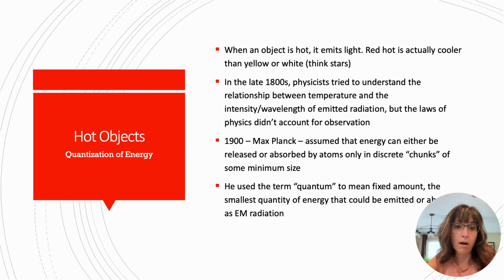When an object is hot, it emits light. And if you know anything about stars, red hot is actually cooler than yellow or white. You might want to take astronomy and learn about that. Well, in the late 1800s, physicists were trying to explain the relationship between temperature and the intensity or wavelength of the emitted radiation. Gosh darn it, the laws of physics just didn't account for it.